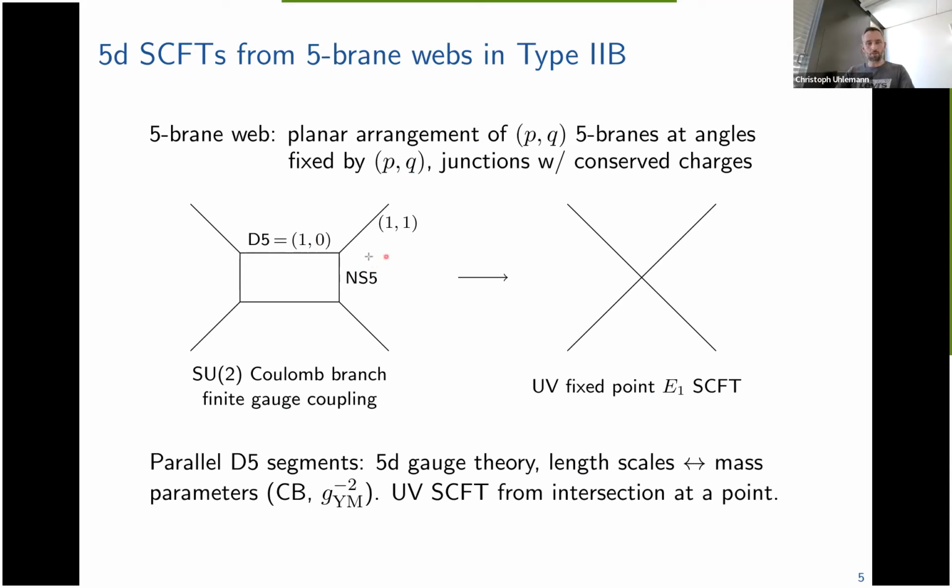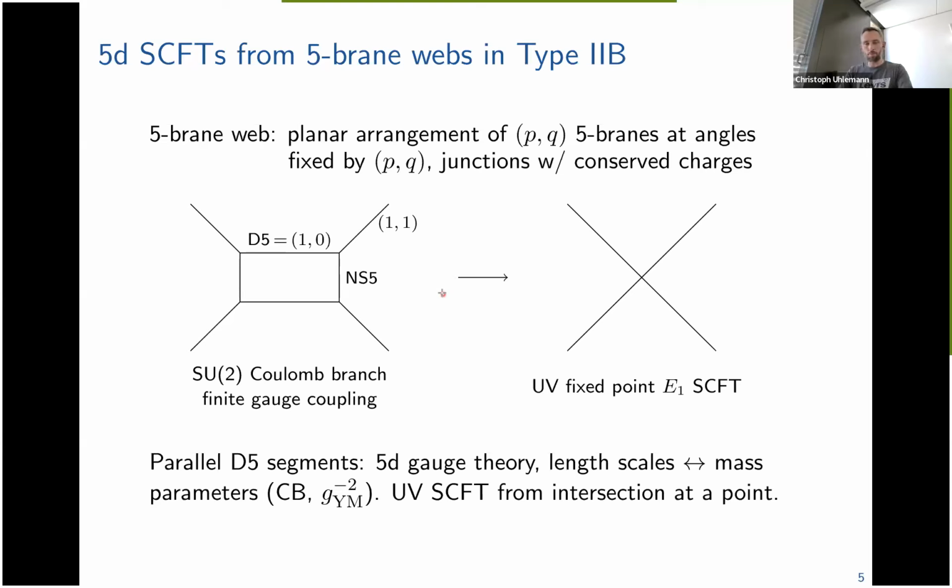And the general picture is that length scales in the brane web correspond to dimensional parameters in the field theories. In this case, the horizontal and vertical extent of this D5-NS5 rectangle translates to the Coulomb branch and gauge coupling parameters in the field theory. In the brane web, we then have no problem taking the UV limit of this non-renormalizable gauge theory, which corresponds to collapsing all length scales here to zero, and we obtain an intersection at a point which engineers the non-trivial E1 CFT, which arises as the fixed point of this gauge theory.